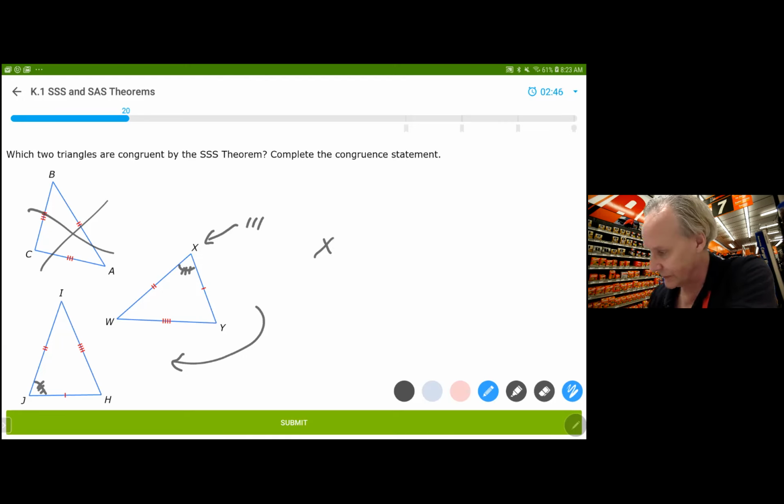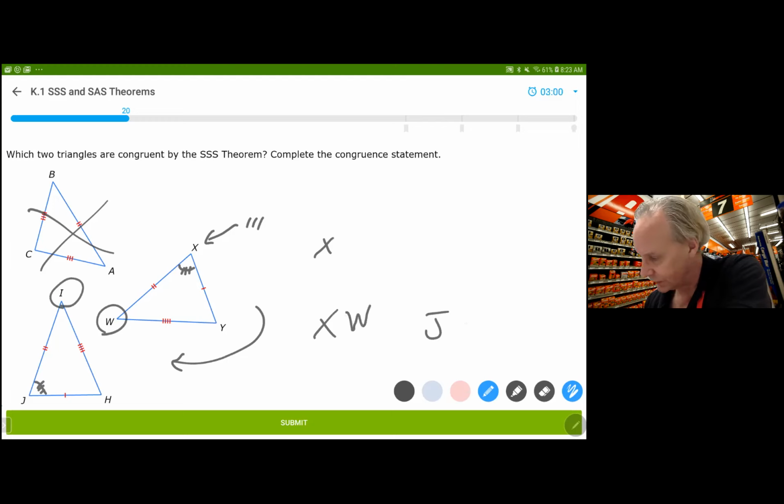Looks like I better move it up just a little bit more. Well, I'll just leave it where it is. X goes with J. And then we want, which one? W is the smallest, goes with I. So X, W, and J, I. And what's our last one? Our Y is across from 2, goes with H. Y goes with H. And there they are.